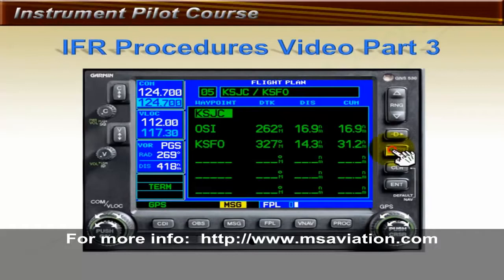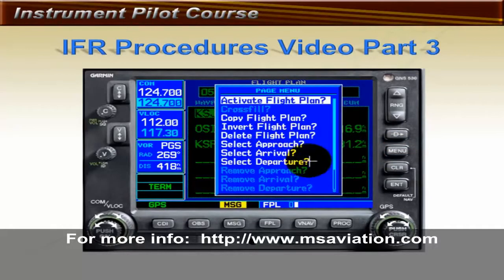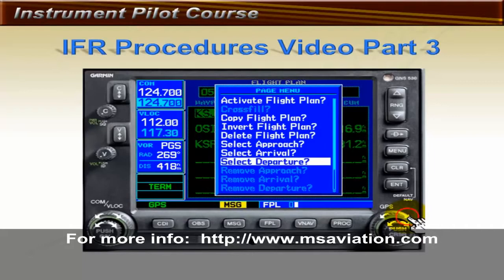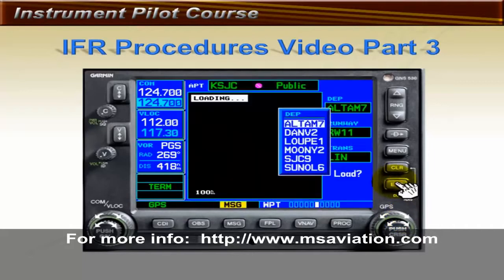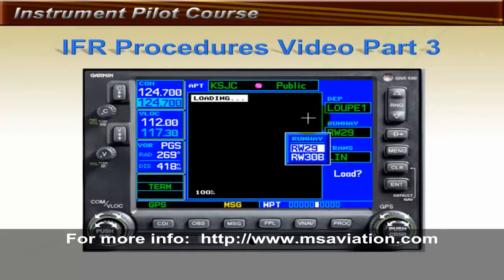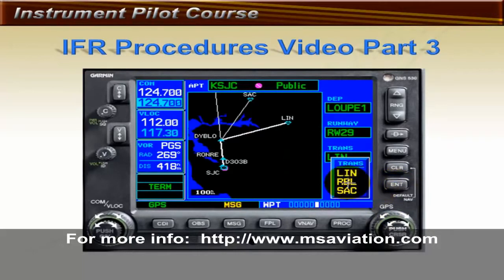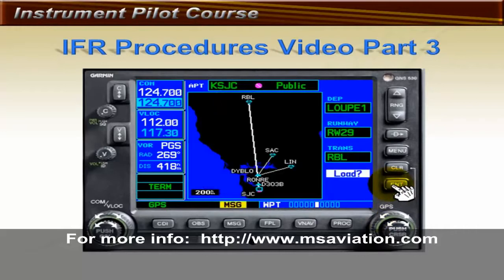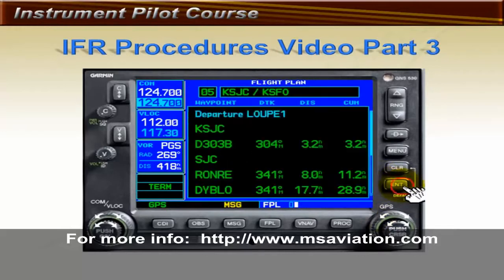The way we do that is press Menu and then select Departure. Then press Enter. And then we're asked which departure procedure we'd like, and we'd like the Loop 1 departure. So we'll scroll down to that, press Enter. Then for which runway? We'll use runway 29R. Press Enter. Next, it asks us which transition we'd like to load. We have many transitions to choose from, so in this case we're going to pick Red Bluff, RBL. And Enter. And then Load. We'll say yes to that.